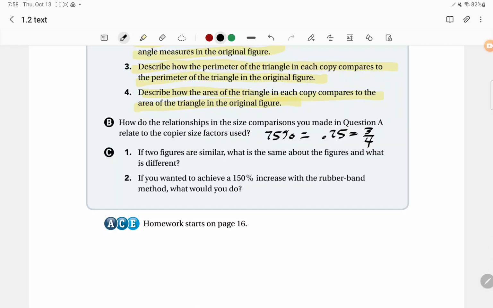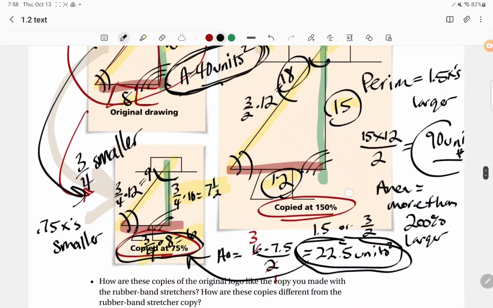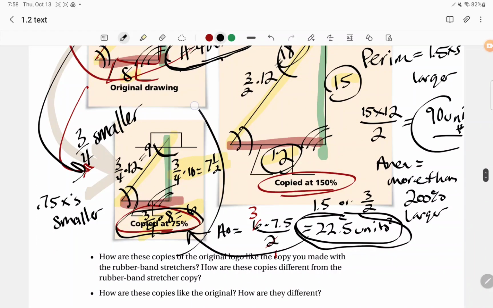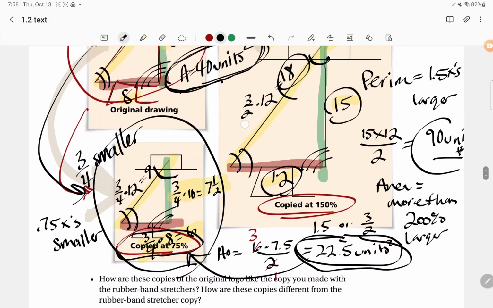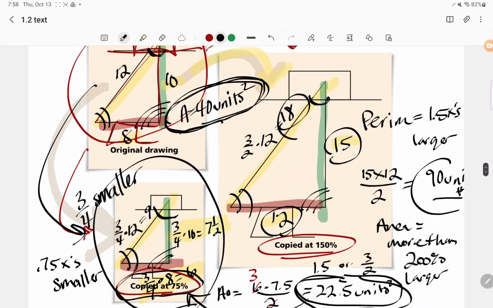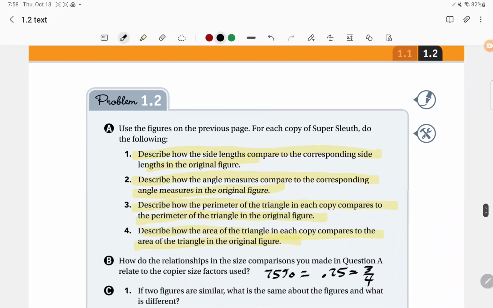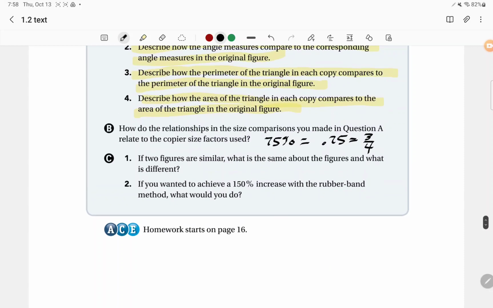But in order to find your new side lengths like we did up here, you would multiply in this one right here, you would multiply all of the original side lengths, which again, I just made up: 12, 10, and 8. They are arbitrary. You would multiply those by the scale factor of 75%, which is 0.75, or we know that is 3/4 as a fraction. For 150%, I'm going to do it down here. For 150%, that is a decimal of 1.5, which is the same as 3/2.